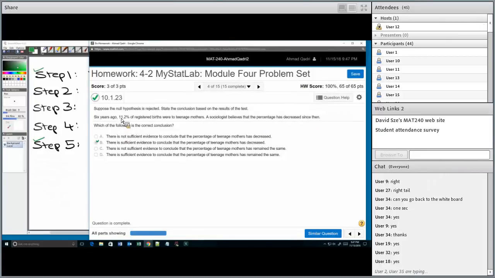So let me first ask you, can you please write out the null and the alternative hypotheses? And when you write this out, please write out H0 for null and H1 for alternative. And make sure to include what parameter we are testing, P or mu.